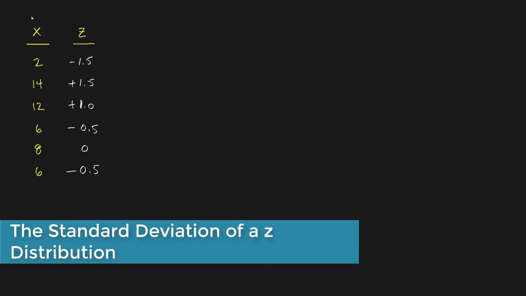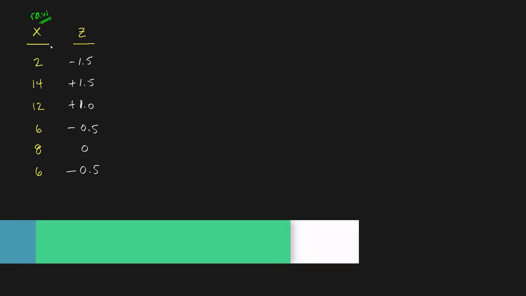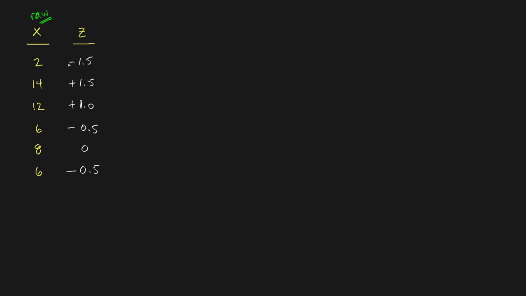Here I have a list of raw scores that make up a raw score distribution, or just a distribution of raw scores. Next to each one of my raw scores, I have the corresponding z-score. I worked out the z-scores using the formula to convert from x to z. Now what I want to show you here for my z distribution is what the standard deviation is, not the standard deviation of my raw scores. I worked that out in an earlier video.